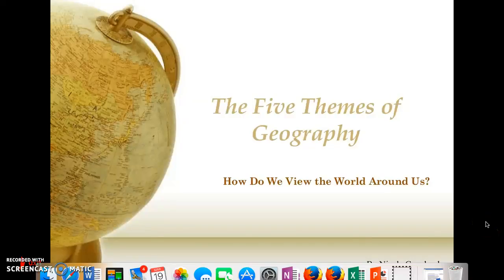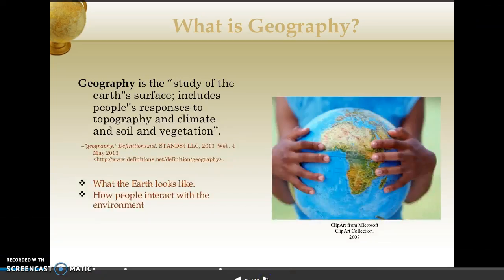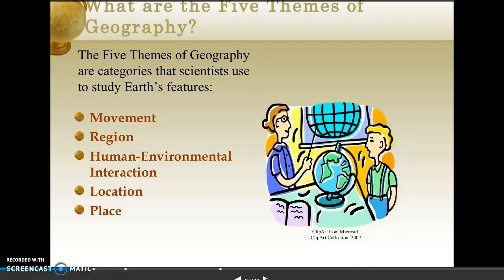This presentation is a review of the 5 themes of geography that we have learned in class. Geography is the study of the Earth's surface, includes people's responses to topography and climate and soil and vegetation. What are the 5 themes of geography?